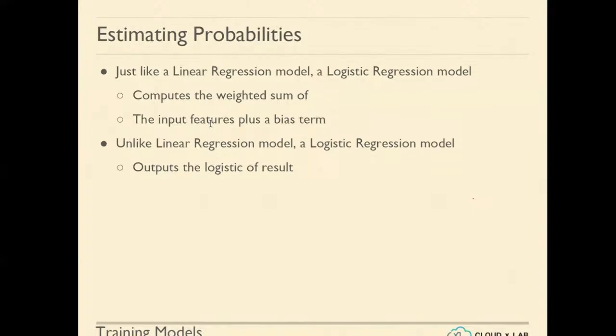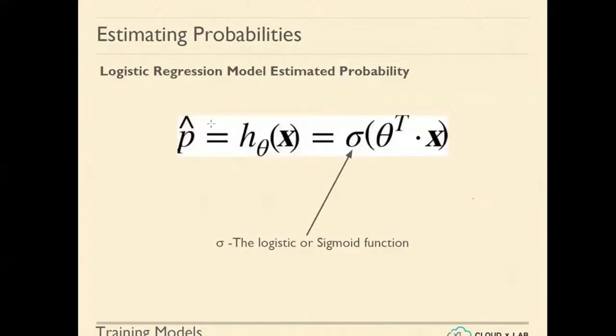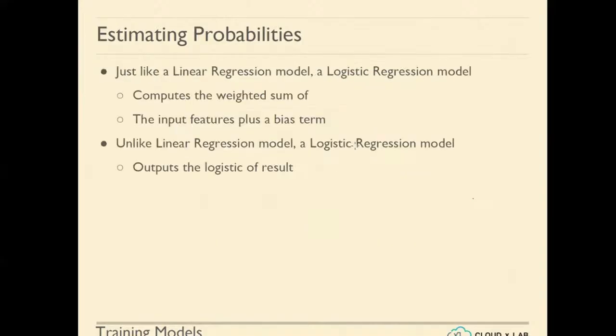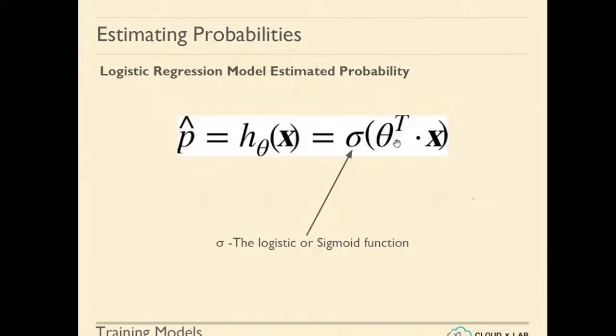Unlike linear regression, in logistic regression the model outputs the logistic of the result. The sigma function is called the sigmoid function or the logistic function. Since in this method we are using the logistic function, this method is called logistic regression. Theta transpose x is the same as in linear regression. The only difference is that we use this sigmoid function sigma.